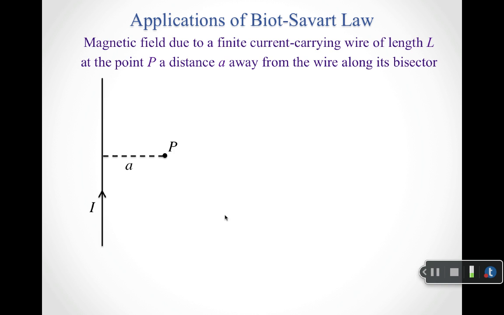Now let's look at a second example. How about a magnetic field due to a finite current carrying wire of length L at a point P, a distance a away from the wire, along its bisector. We'll make our life a little simpler here, and we'll let point P be along the bisector of our current carrying wire, so that half of the length of the wire is over here and half is over there. Again, just pick some point. I happen to pick this one. There's r, and there's r hat pointing back towards P, and here's my angle phi.